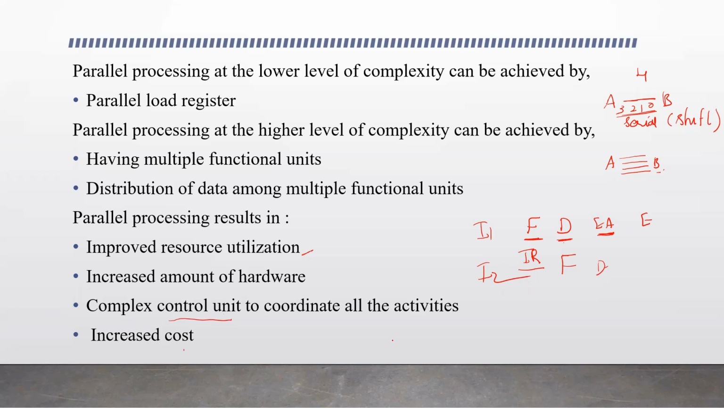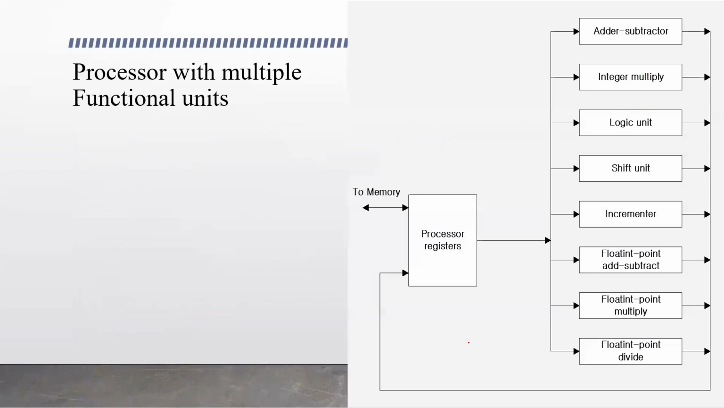But we require an increased amount of hardware, so the complexity of the system increases. We need a complex control unit to control all these operations running in parallel in different units. This increases the cost of the system. So parallel processing is implemented in systems where the speed of the process is critical.